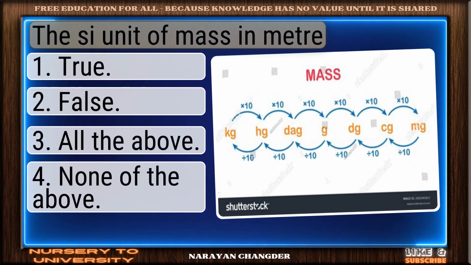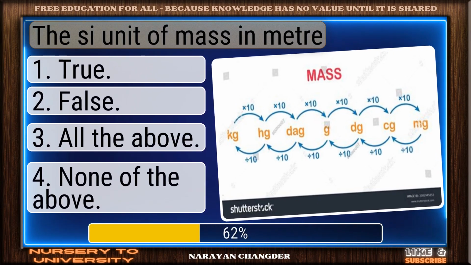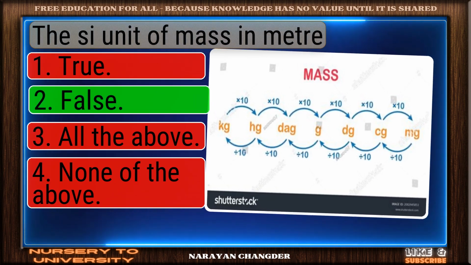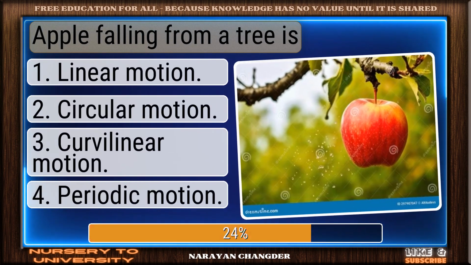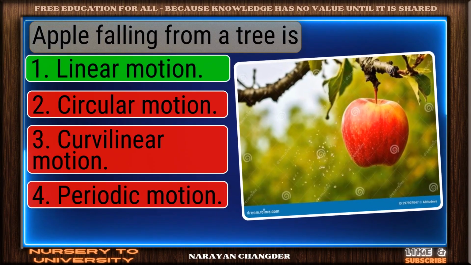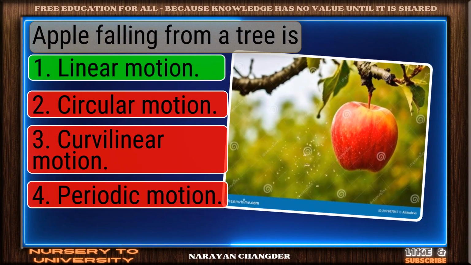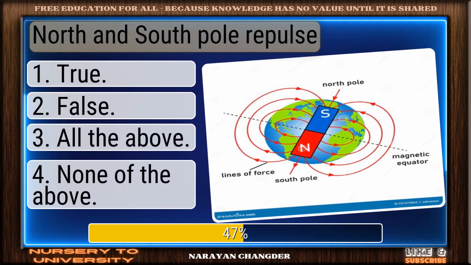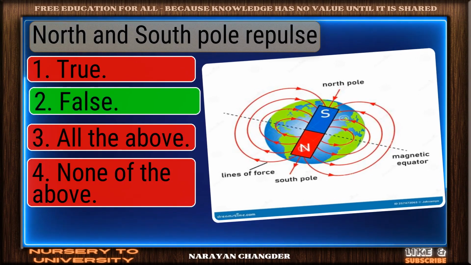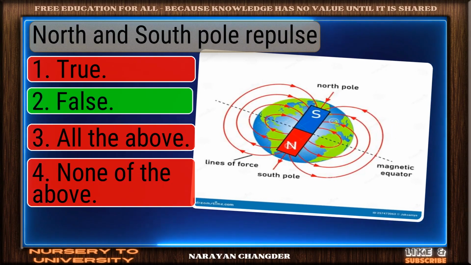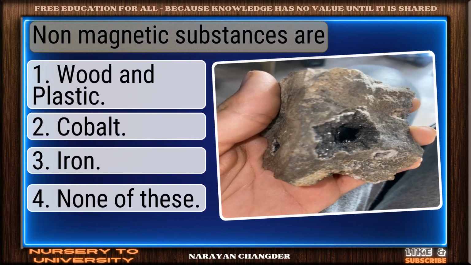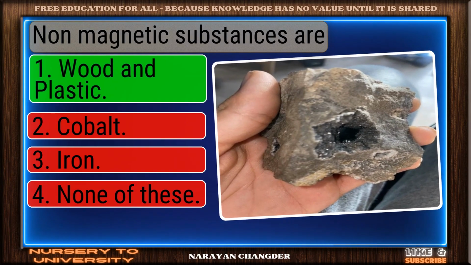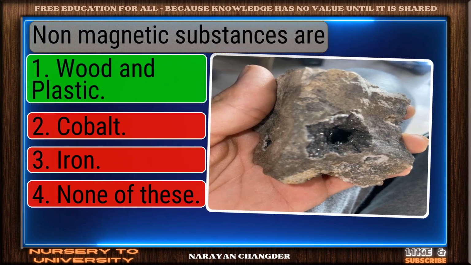The SI unit of mass is meter. Good thinking. False is the right answer. Apple falling from a tree is. Smart move. Linear motion is an accurate answer. North and South pole repulse. Good job. Your answer false works well here. Non-magnetic substances are. Great thinking. Wood and plastic is the right choice.